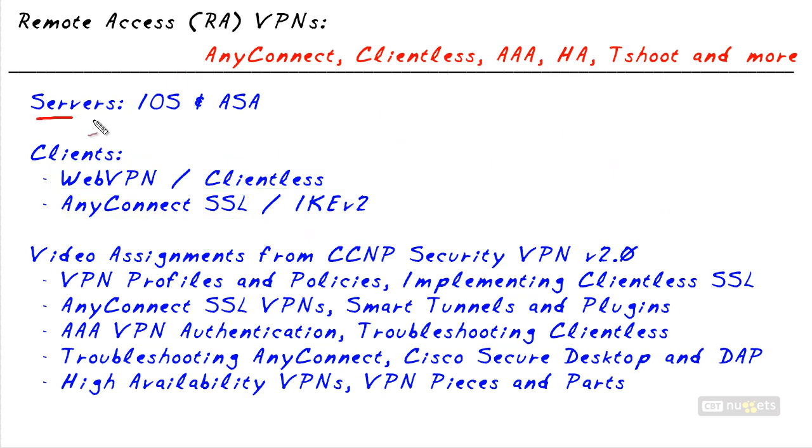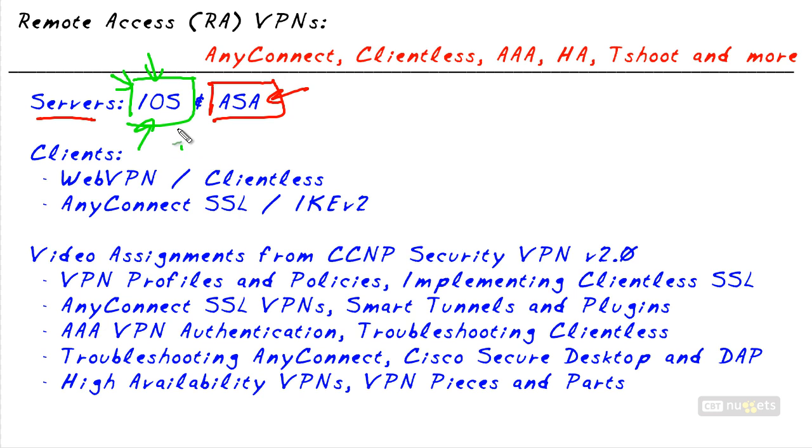Now regarding the server, the head-end device that's terminating the VPN tunnels for all of our remote access clients, the focus in the current CCNP Security course from Cisco is all about using the ASA as that head-end device. And check this out, it was also the focal point for the previous version of the CCNP Security, again using that ASA as the head-end VPN device.